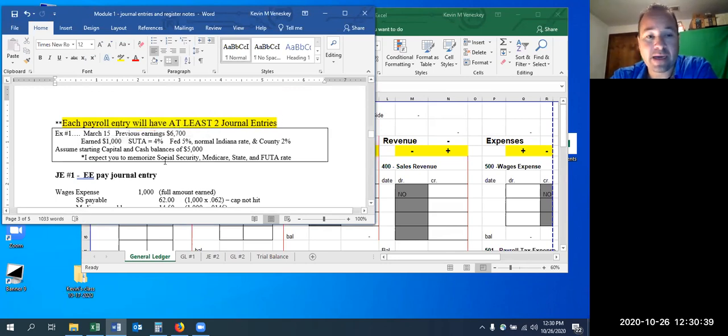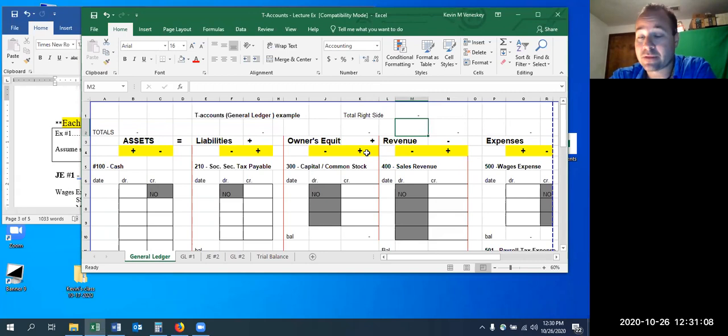The SUTA rate, I have to give to you. I have to give you the federal rate for now up until we get to week 4. Normal Indiana rate, remember that's 3.23%. And then the county rate I always have to give to you. County rate we're going to say is 2% based on the county that this employee lives. We're also going to assume, so we have something to start us out with, that we have cash and capital starting balances of $5,000. So that's where I'll want to go into my T accounts.